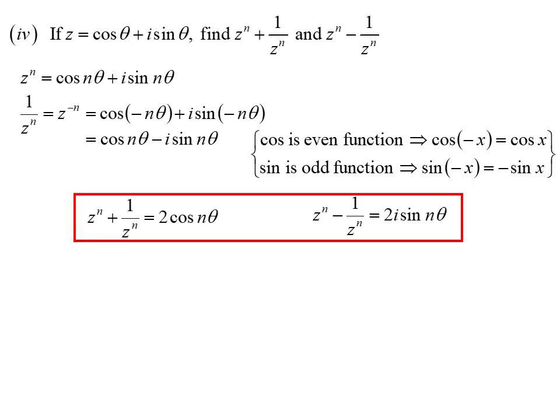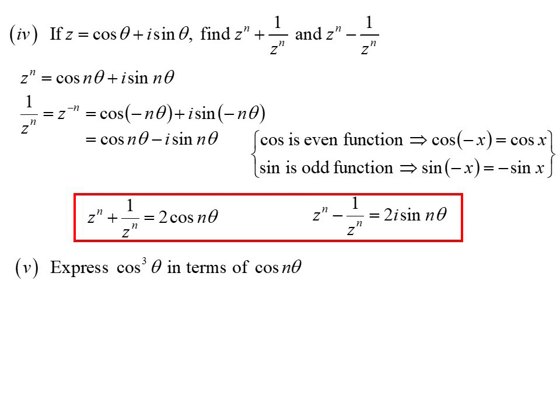If I add those two things together, then the conjugates will disappear, and I'll get twice cos n theta. If I find the difference, now it's the real parts that are disappearing, and I'll get 2i sine n theta. As I say, you can quote those unless you've been asked to show or prove them.